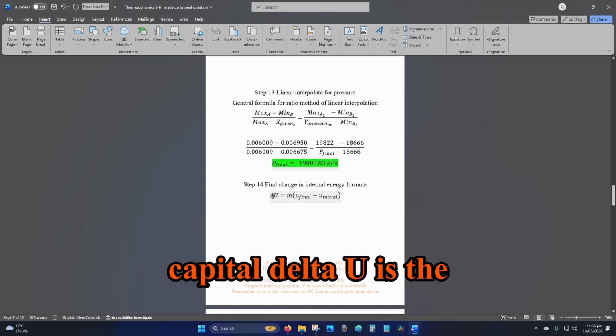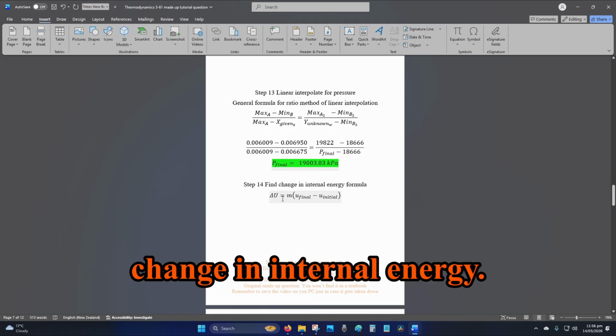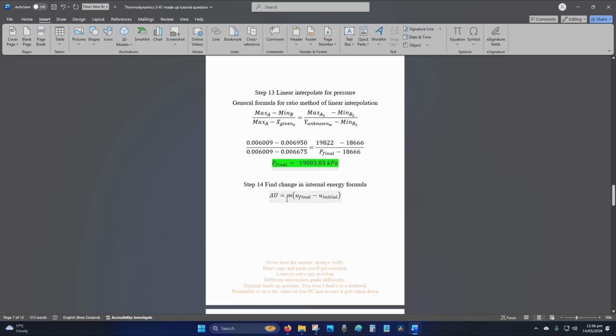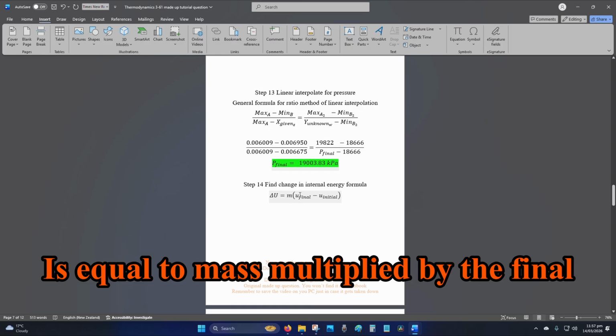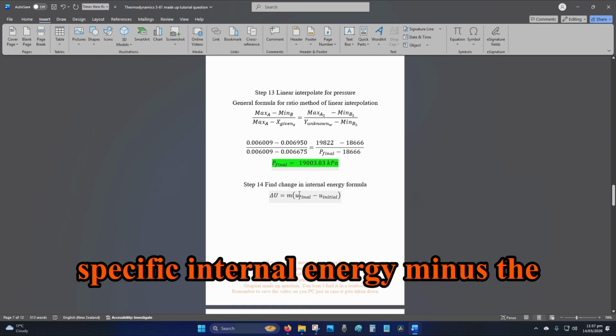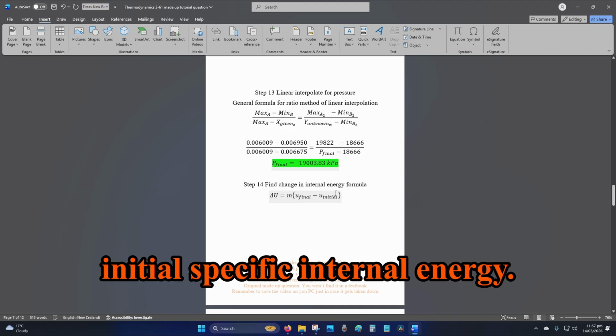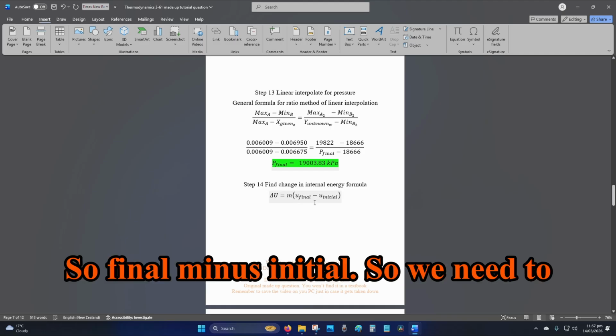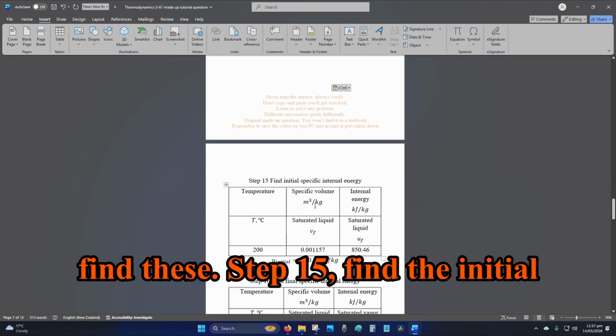Step 14, find the change in internal energy formula. Capital delta U, the change in internal energy, is equal to mass multiplied by the final specific internal energy minus the initial specific internal energy. So final minus initial. We need to find these.